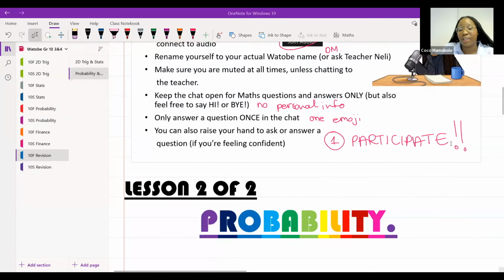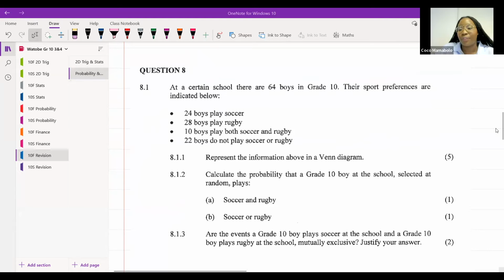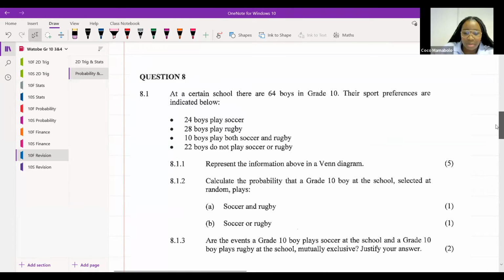So we're going to start with probability, and I'm going to give you guys a chance to read through this first question over here. And it's going to involve Venn diagrams, which we normally really appreciate. Okay, I want you guys to read through question 8.1, 8.1.1, and 8.1.2. I'm going to ask you guys to stop there. And then once you're done reading it, I want you to pop your nerdy glasses emoji in the chat.